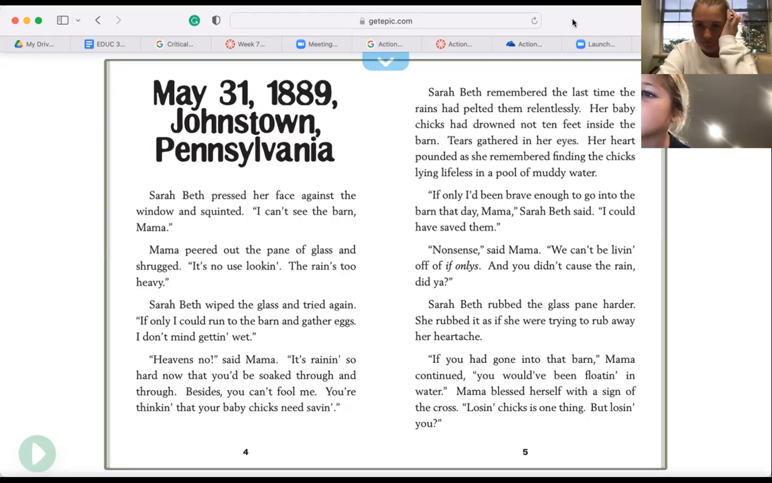If only I'd been brave enough to go into the barn that day, Mama, Sarah Beth said. I could have saved them. Nonsense, said Mama. We can't be living off of if only, and you didn't cause the rain, did you? Sarah Beth rubbed the glass pane harder. She rubbed it as if she was trying to rub away her heartache. If you had gone into the barn, Mama continued, you would have been floating in water. Mama blessed herself with the sign of the cross. Losing chicks is one, but losing you?